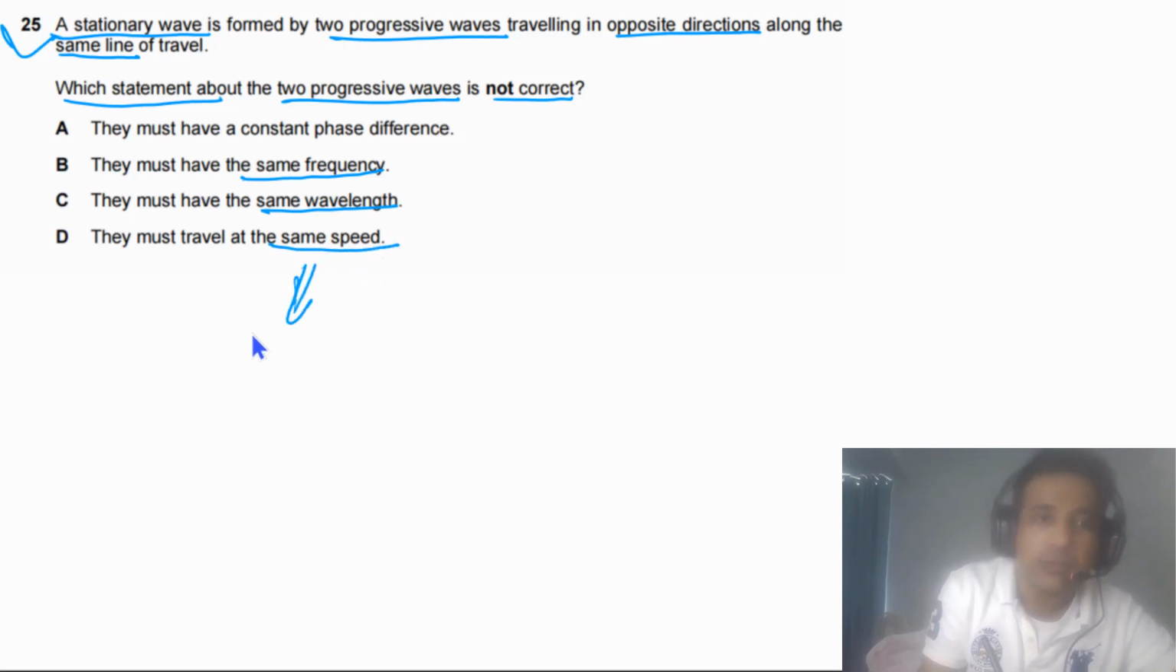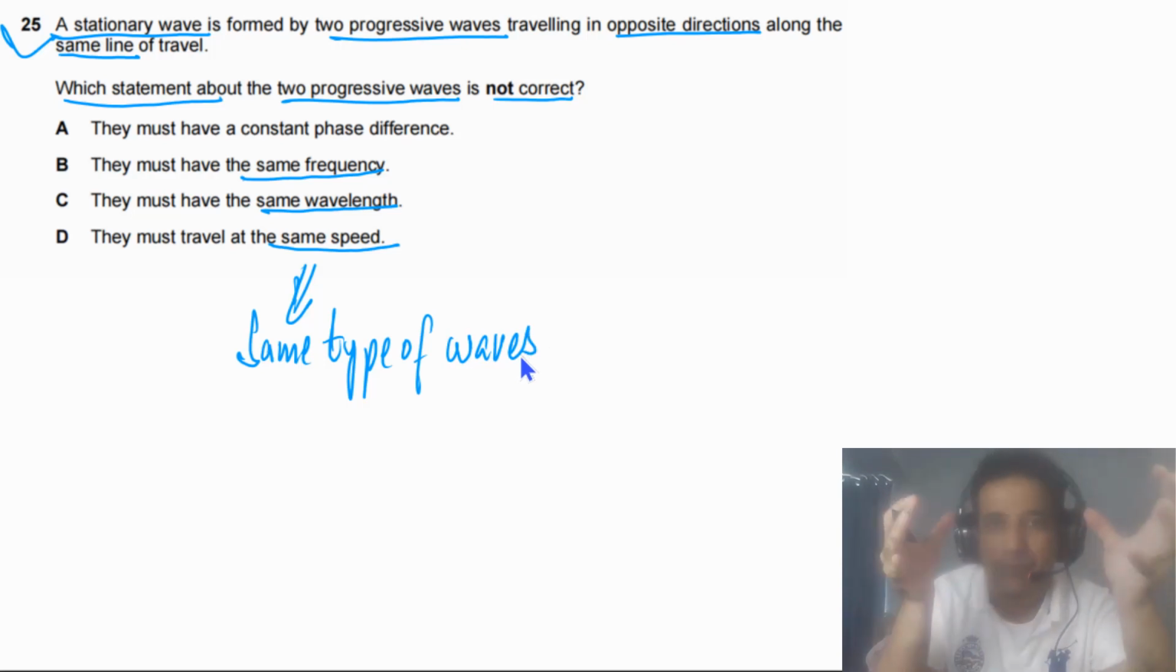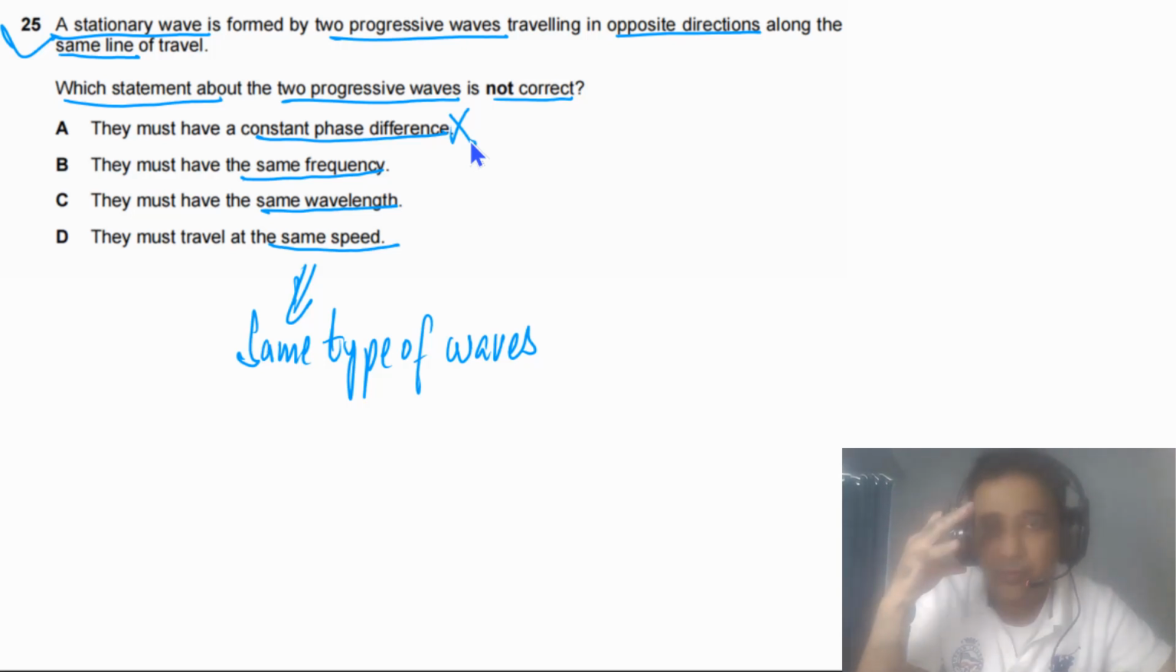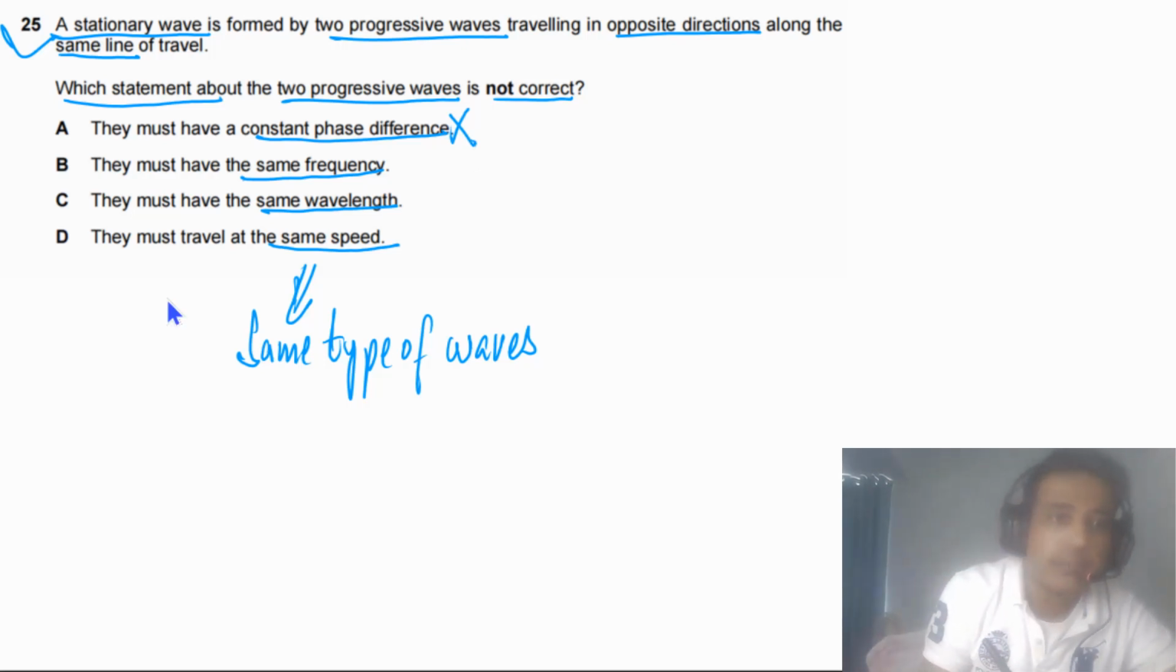It also means the same type of waves. Same type of waves means sound waves. They can form a stationary wave with sound waves, but sound waves cannot form stationary waves with light waves. So the same type of waves must have a constant phase difference. This is incorrect. This is not a condition for stationary waves to be formed. So the answer for this question is A. We need to find out which statement is incorrect.